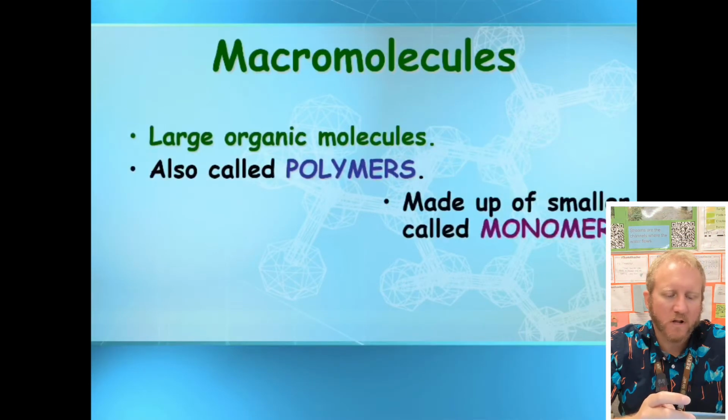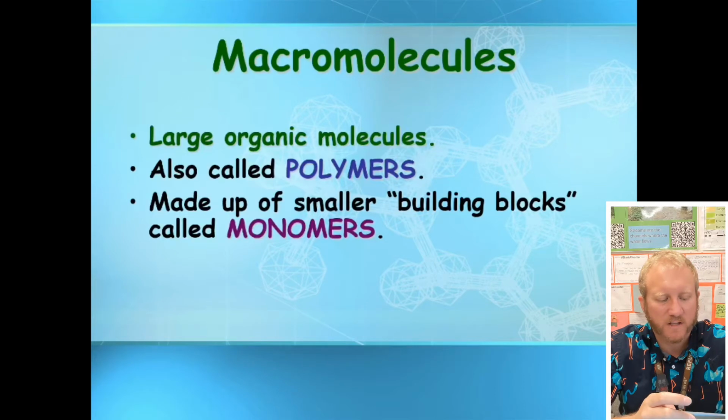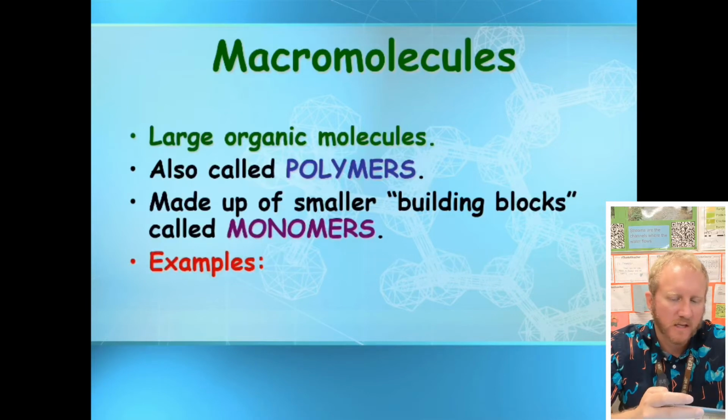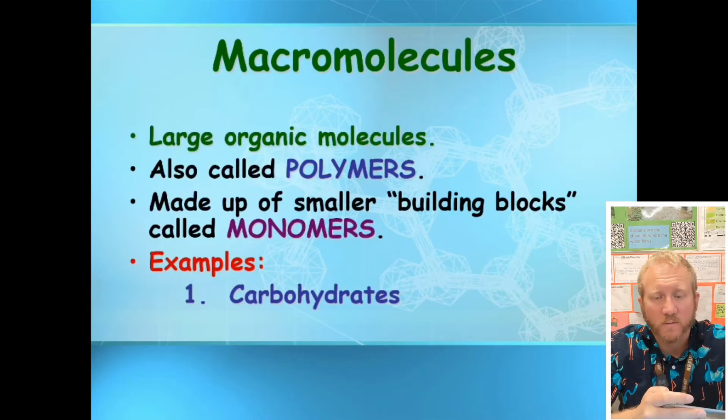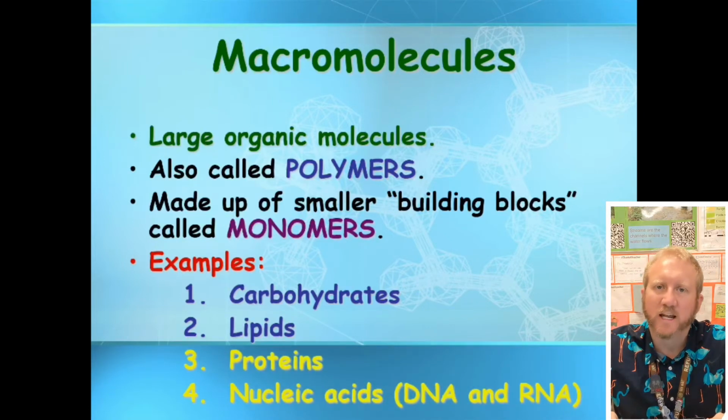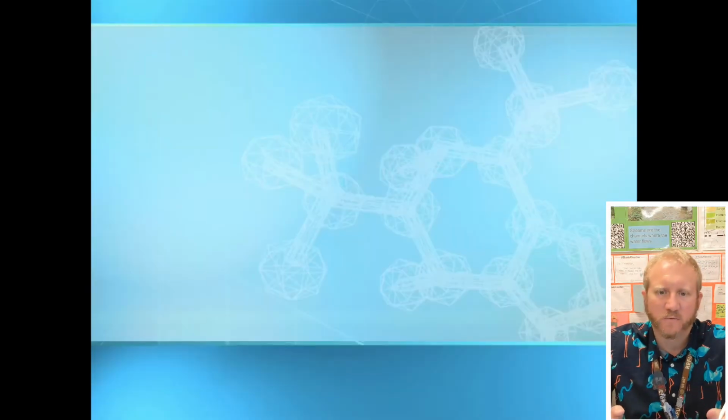So large organic molecules, also known as polymers, because they're typically made up of smaller building blocks called monomers. So think of Legos or links in a chain or something like that. Some of our examples, the 4 that we're going to be talking about: carbohydrates, lipids, proteins, and nucleic acids. That's your DNA and your RNA, which I know you talked a lot about when you were a freshman.